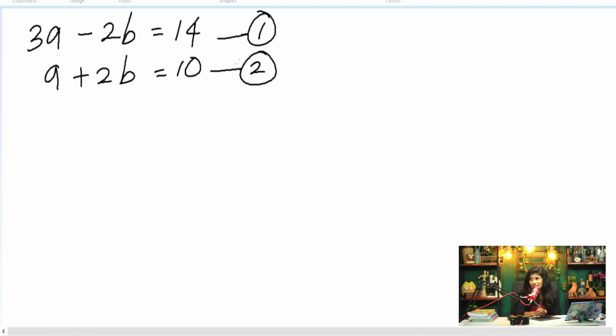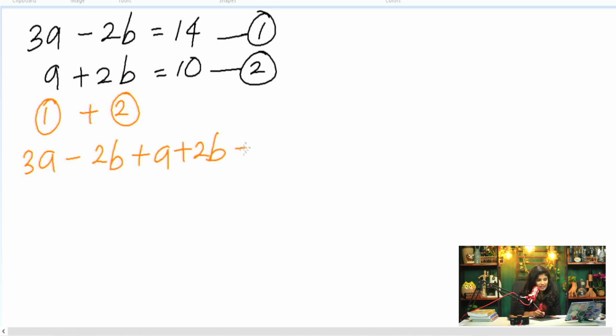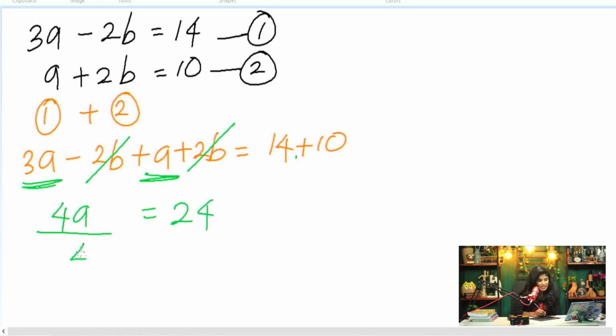So now again what I have to do is add equations 1 and 2 together. So 3a minus 2b plus a plus 2b equals 14 plus 10. Negative 2b and positive 2b simplify. 3a plus a means 4a equals 14 plus 10, which is 24. Dividing both sides by 4, 4 and 4 cancel, a equals 6.